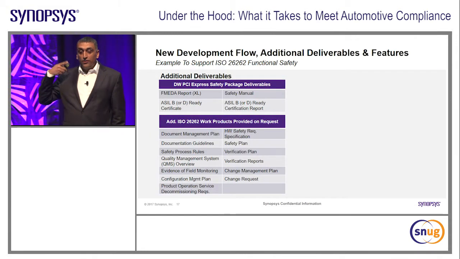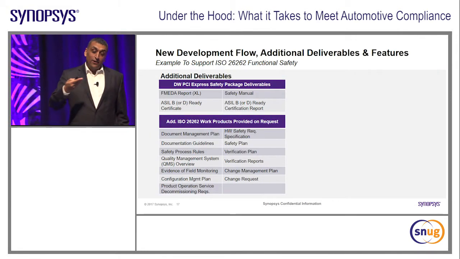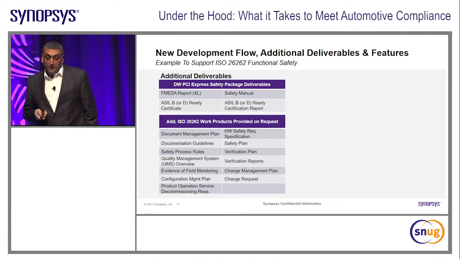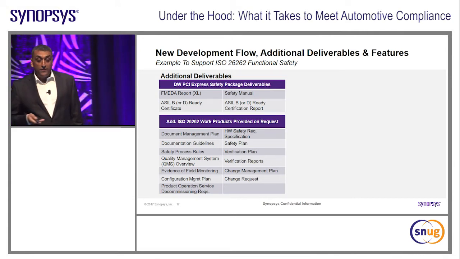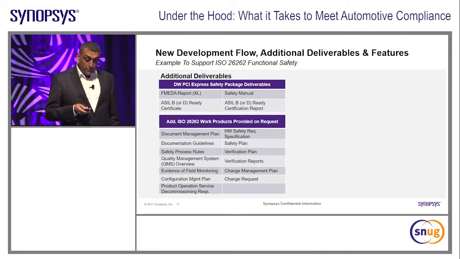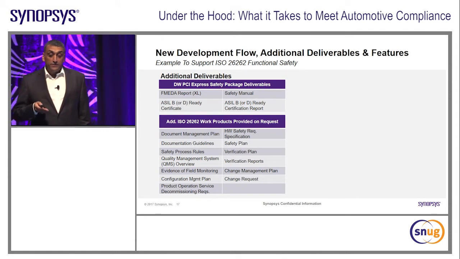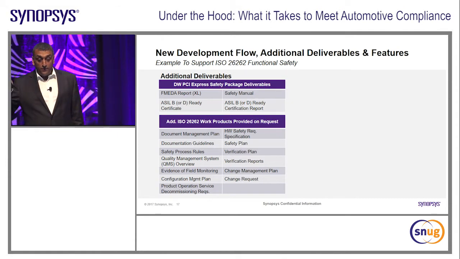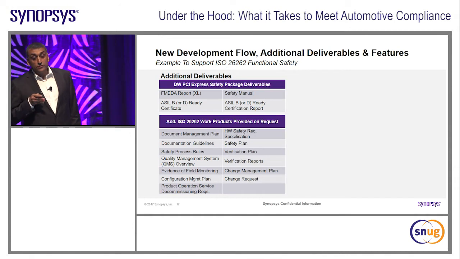So just keep in mind all the things I've been saying about functional safety. It applies to this part of the presentation now. So in order to meet functional safety, in order to meet this ISO 26262, you need to develop a new development flow. You have additional deliverables and features.